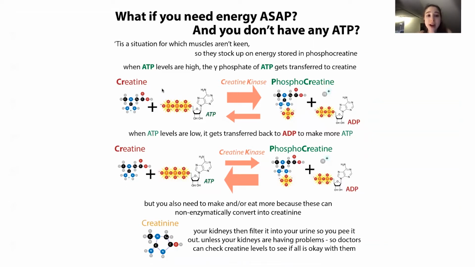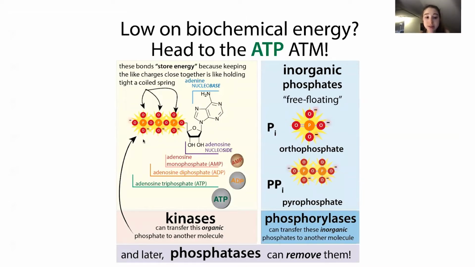So what's actually going to happen is, this molecule creatine we'll talk about is going to take ATP. If you have a lot of ATP, this creatine kinase, and a kinase is something that transfers this phosphate group from ATP or another NTP to a molecule.